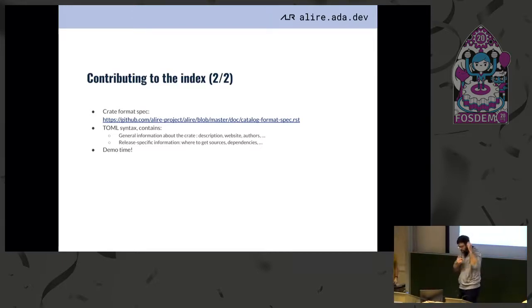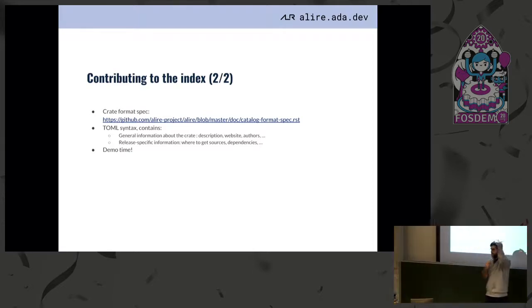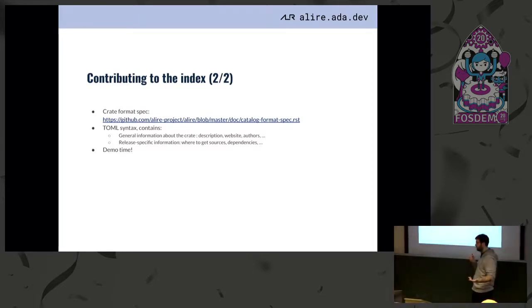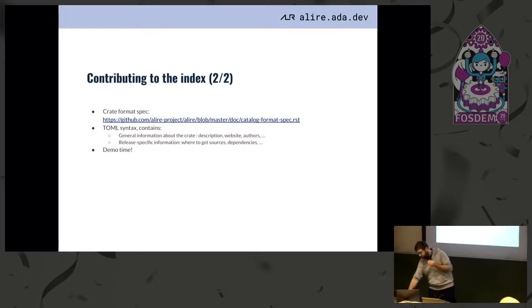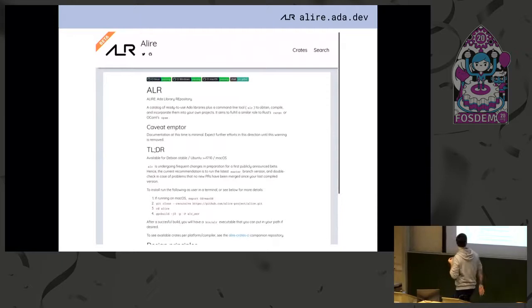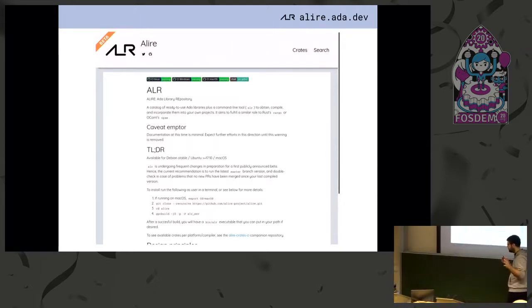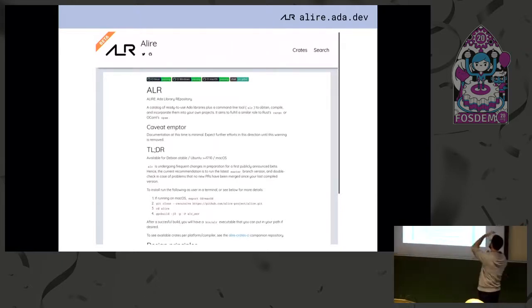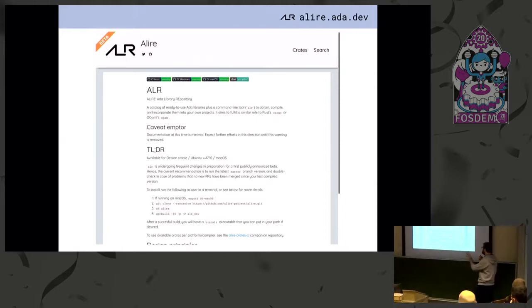So as you can see, the process is a bit tedious to contribute, and that's why, as Alejandro said, one of the things we want to improve in 2020 is make this process easier and quicker. So to end the presentation, I'm going to show you the prototype, or more or less proof of concept website that we have. It's at alire.ada.dev. So this is the main page.